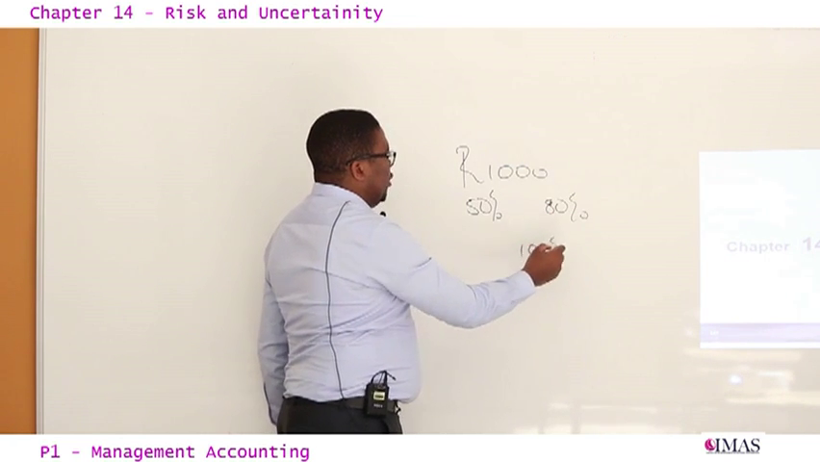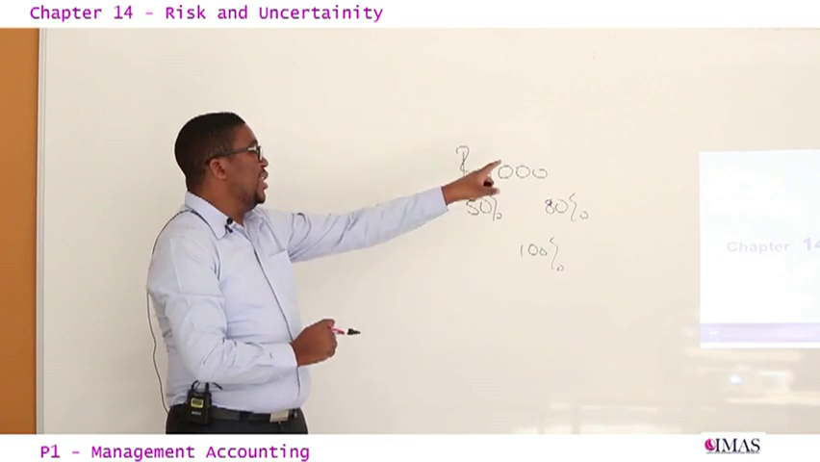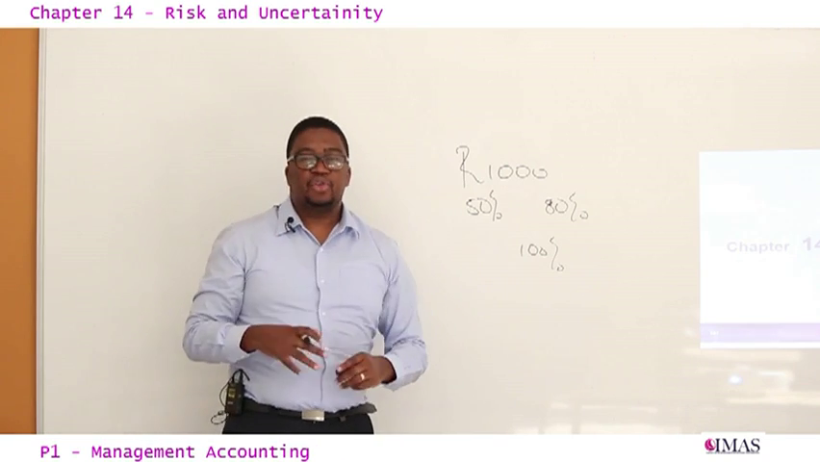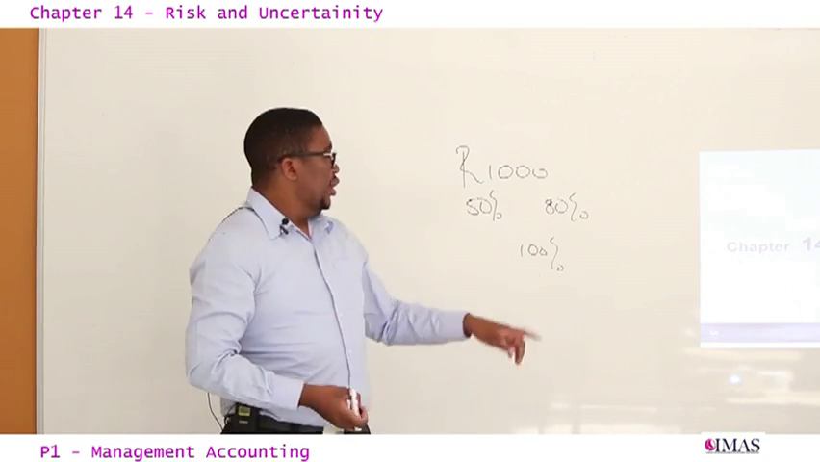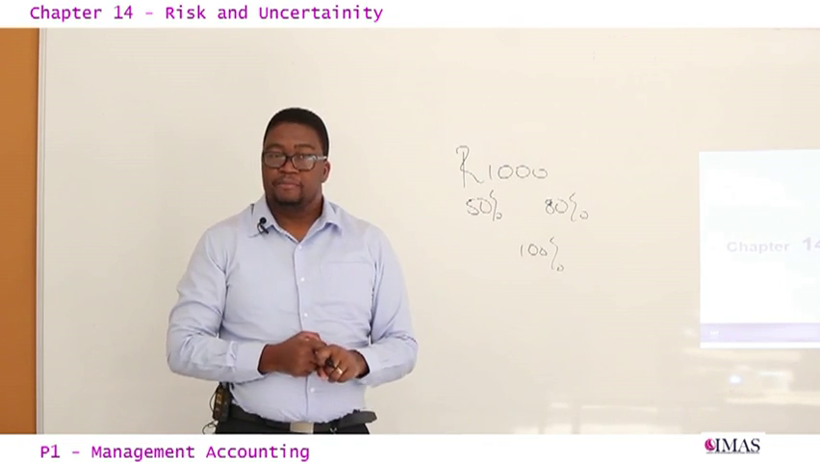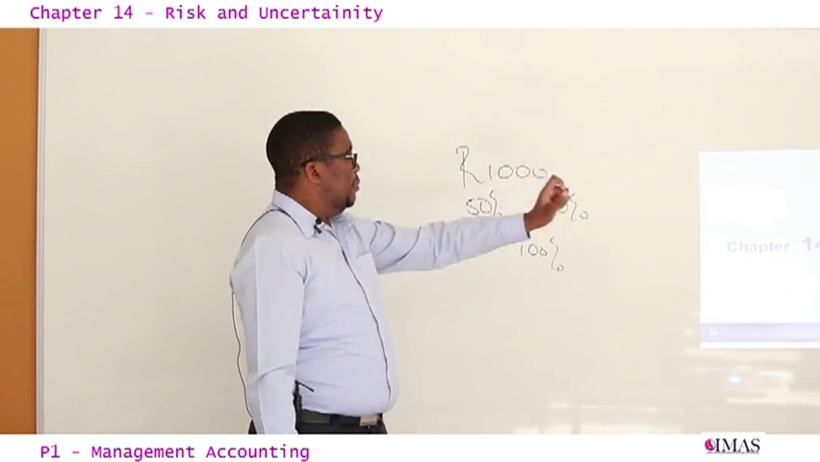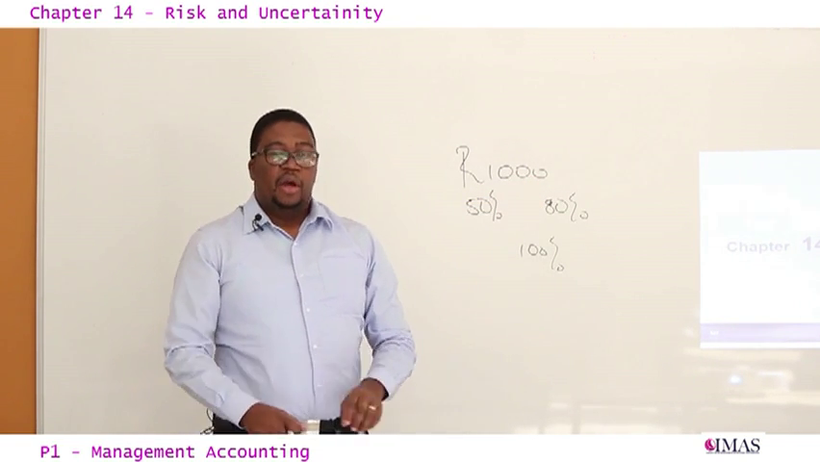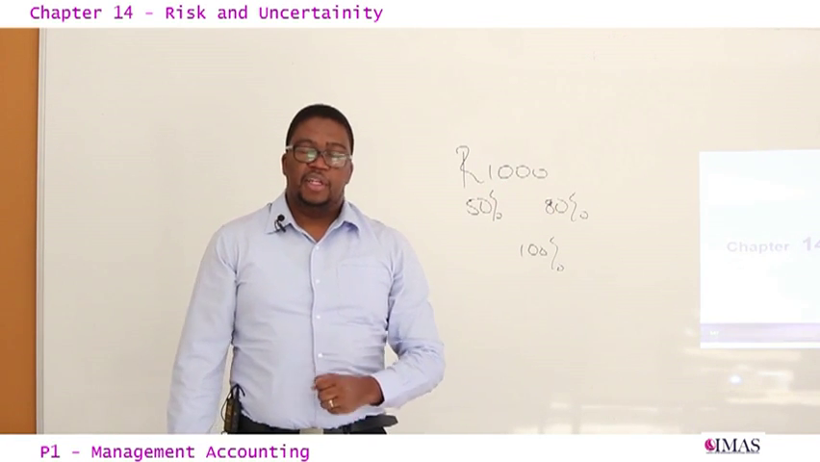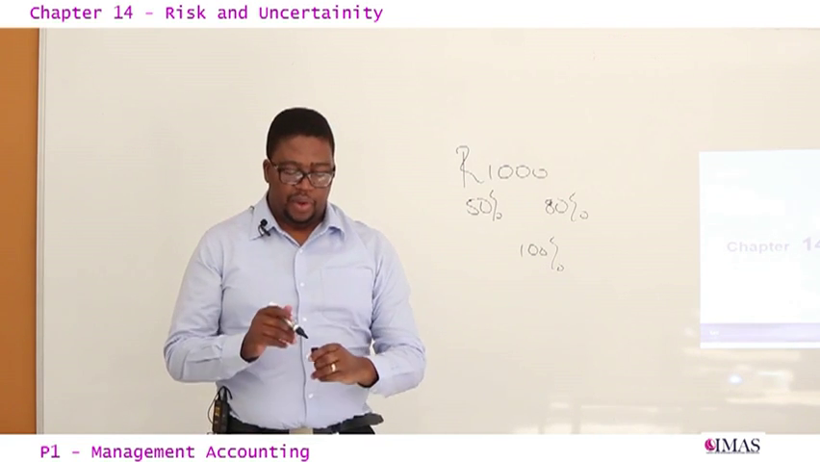If we are 50% confident that the 1,000 Rand will actually be achieved, then the best thing we can do whenever we're doing a forecast is to use 500 Rand, which is 1,000 multiplied by 50%. However, if we are 80% confident, then we must take 1,000 multiplied by 80%. By so doing, we are factoring the level of confidence into the cash flow forecast that we have done.